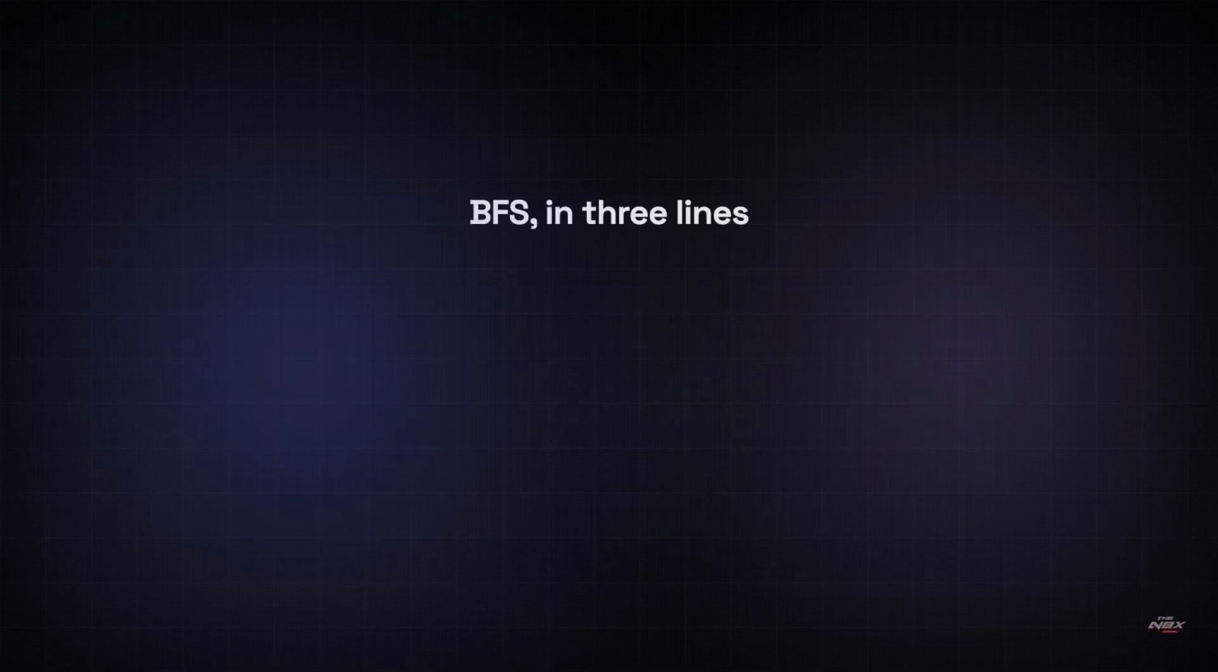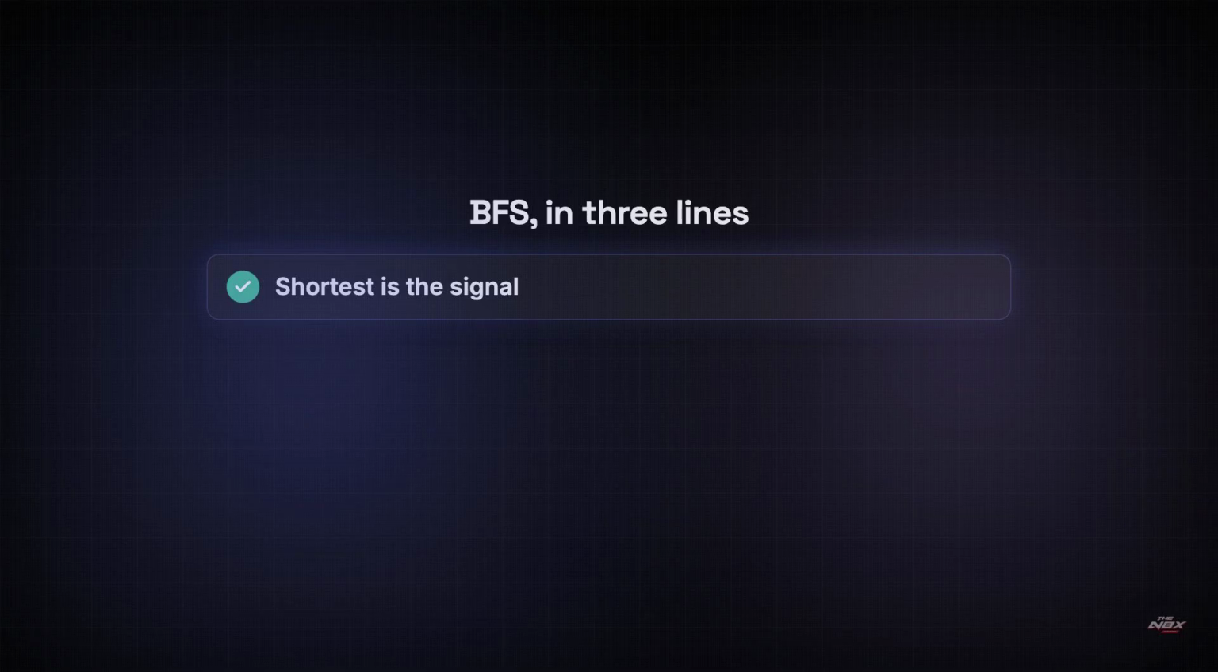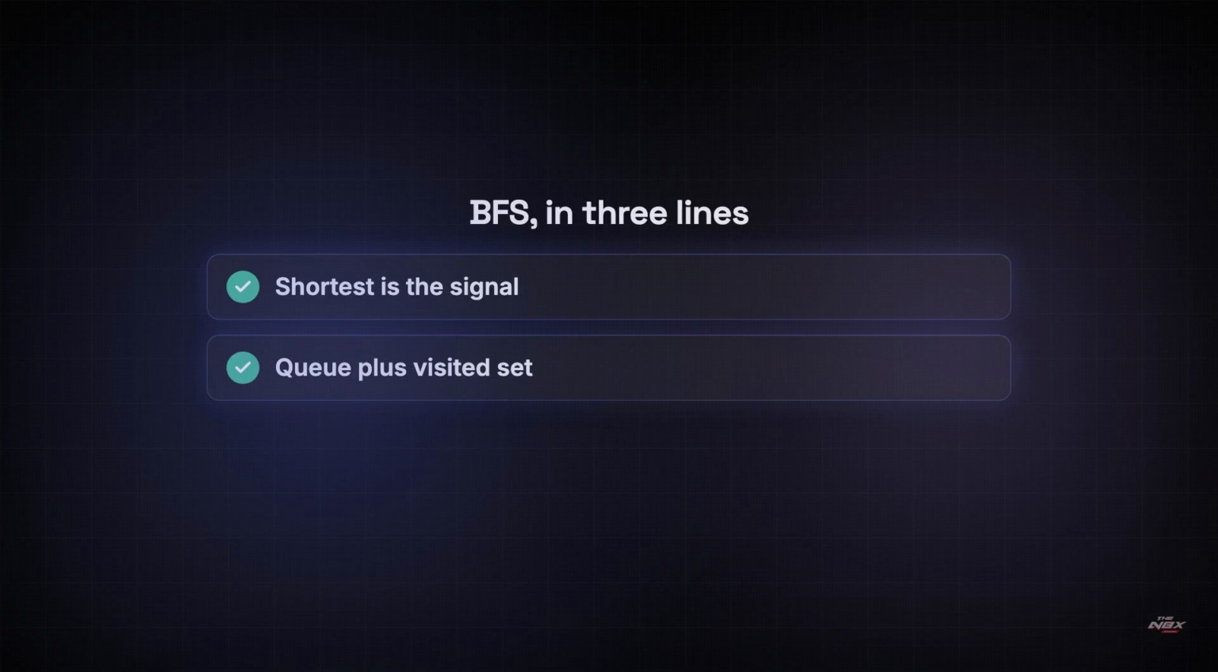3 things to take with you. Your signal is shortest or minimum steps. Reach for a queue and a visited set, always both. And the reason it works is that the first arrival is the shortest arrival.